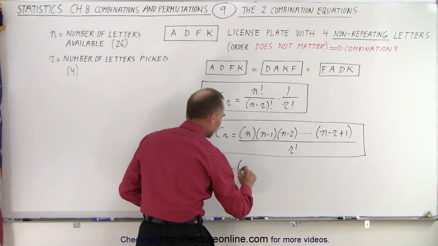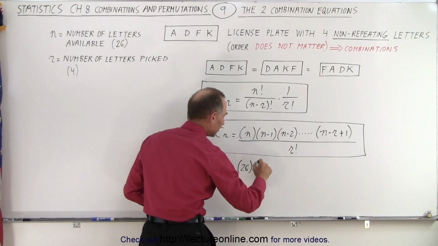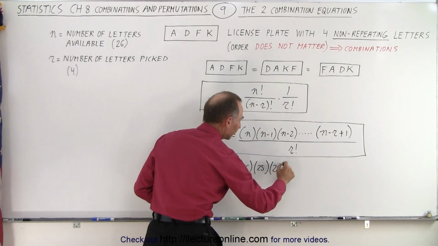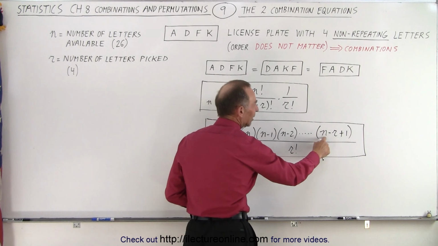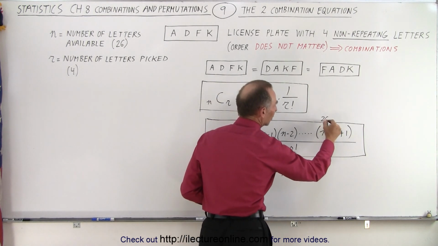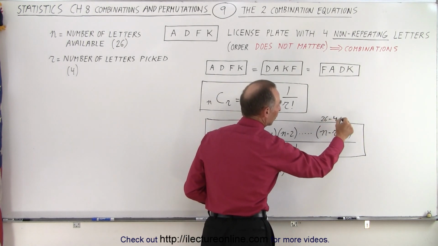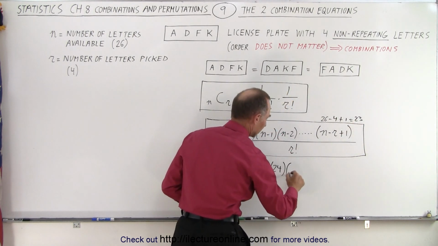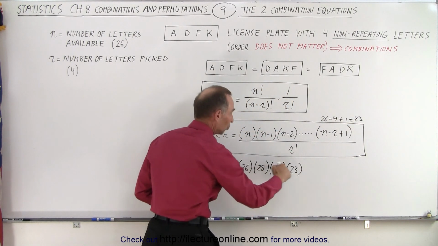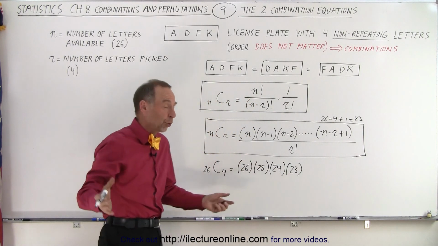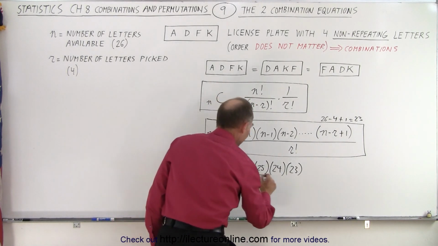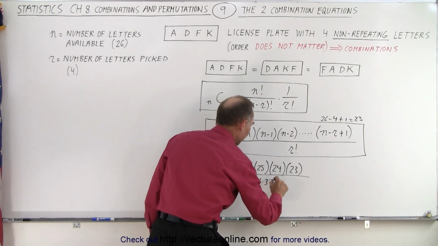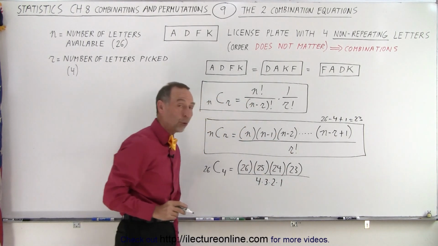to n, which is 26, times n minus 1, 25, n minus 2, 24, and eventually, if n is 26, notice we get 26 minus r, which is 4, plus 1, that's equal to 23, so the last one here is 23. There should be 4 there because we have 4 characters, and then we divide that by r factorial, which in this case is 4 times 3 times 2 times 1, because r is 4.